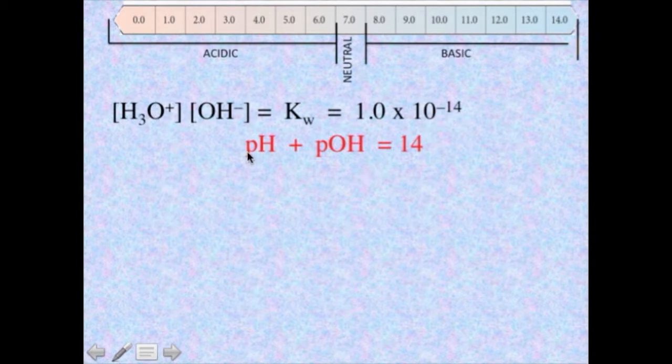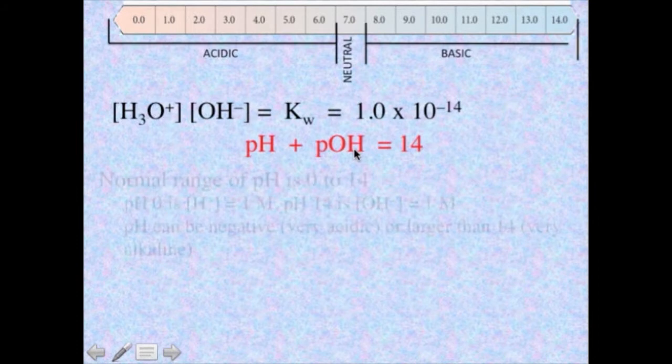Therefore, pH, which after all is the negative of a logarithm, plus pOH, which is another logarithm. We are multiplying terms by adding their logs, and it comes out to be 14. The log of 1 times 10 to the minus 14 is minus 14. The negative of that number is 14. So pH plus pOH equals 14.